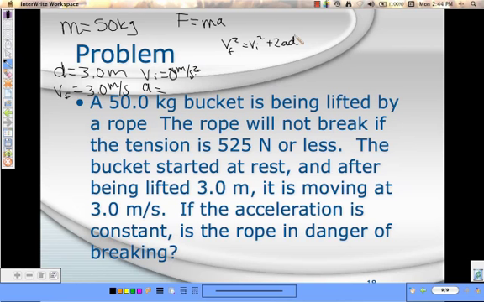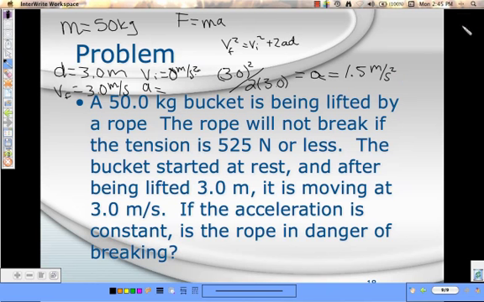So VF squared equals VI squared plus 2AD. So we have 3.0 squared divided by 2 times 3 is equal to A. So 9 divided by 6 is 1.5.